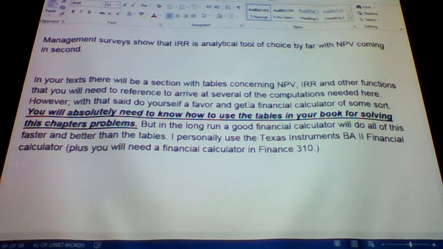With NPV coming in second, then analytical accounting coming in third, and then all the others. There's about 5% for everything else.